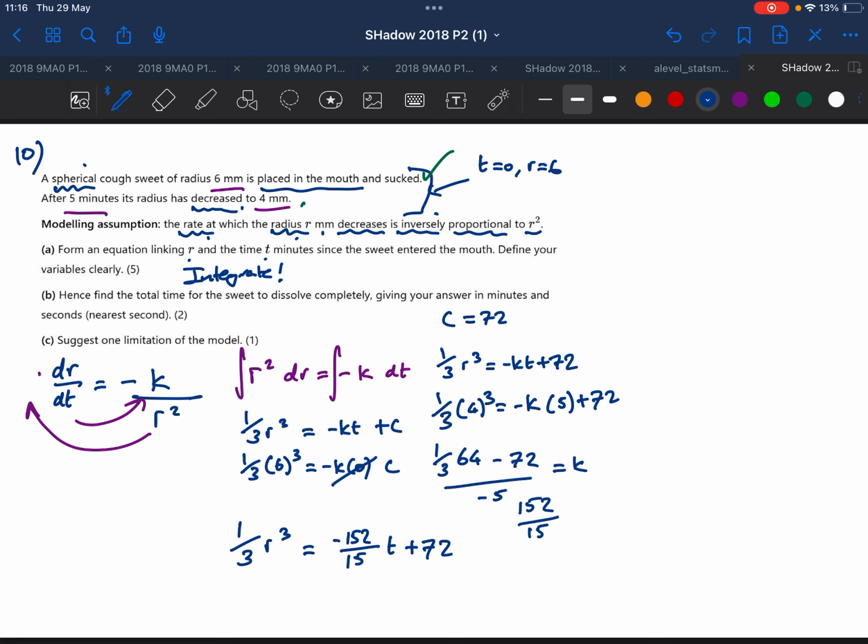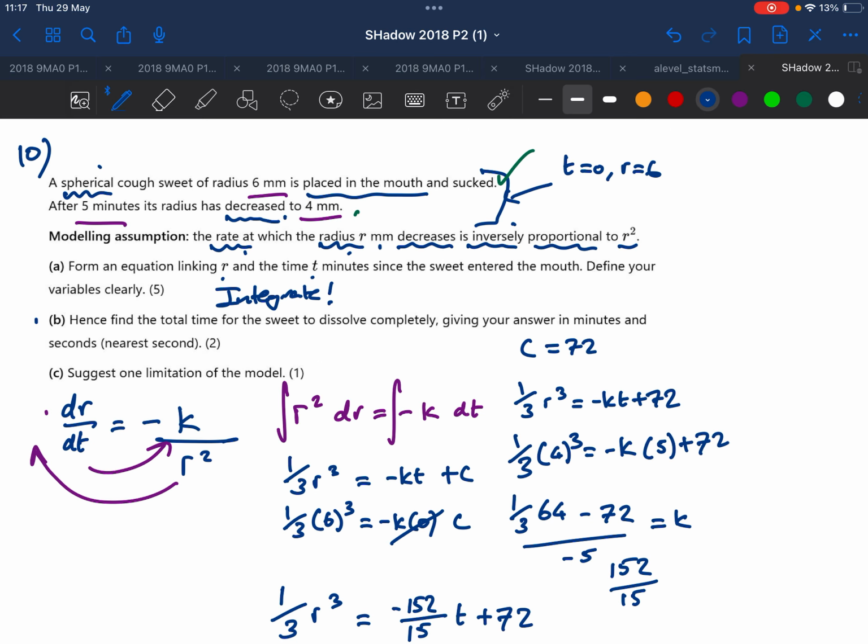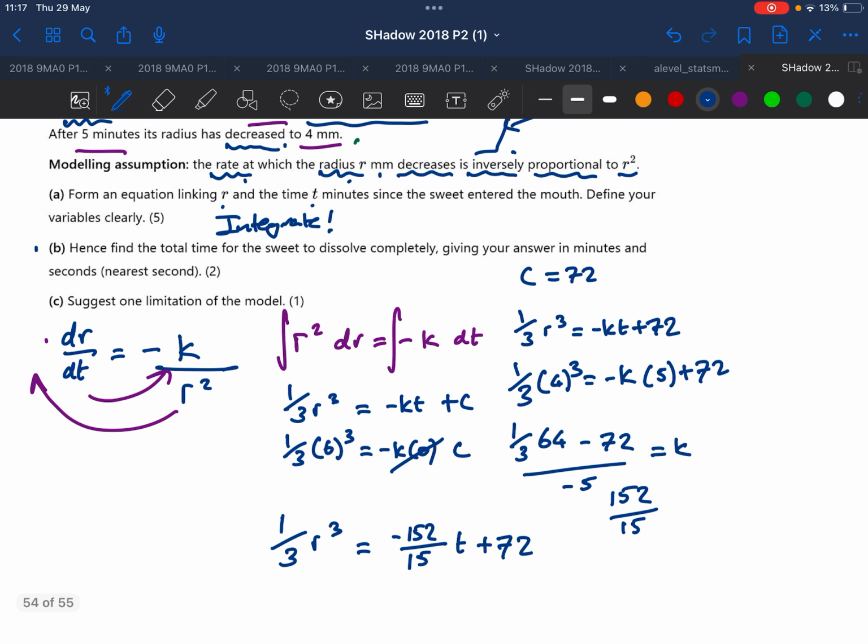Right, we found the model, so part B is going to be, presumably, we're going to use the model. So hence, find the total time for the sweet to dissolve completely. Right. So what would it mean to dissolve completely with our model? It should be useful, our model. I think it just means this bit being a 0, doesn't it? Yeah, let's go with that then.